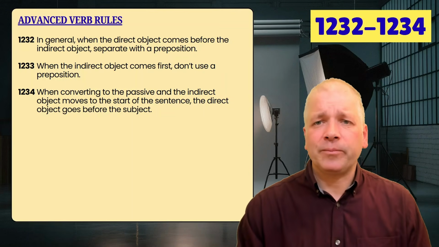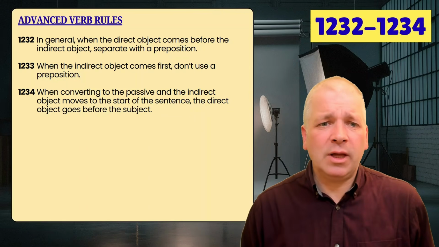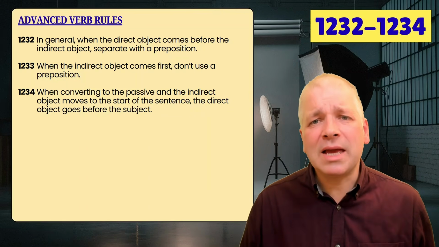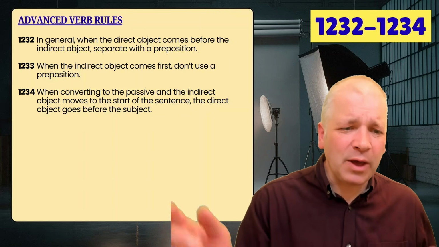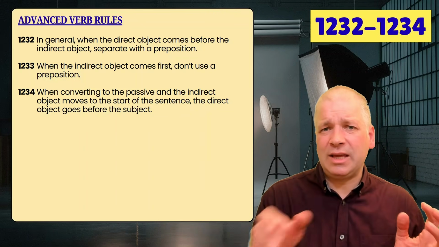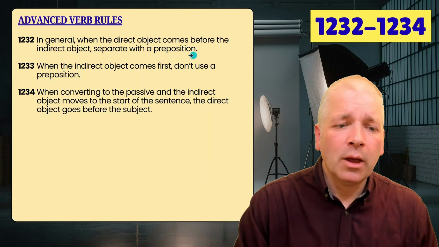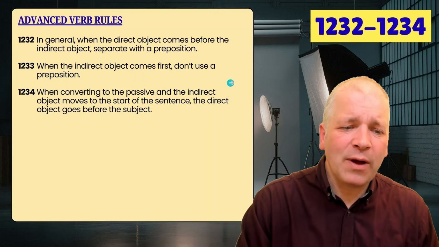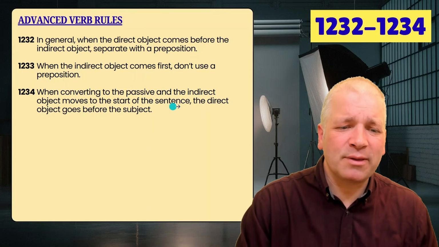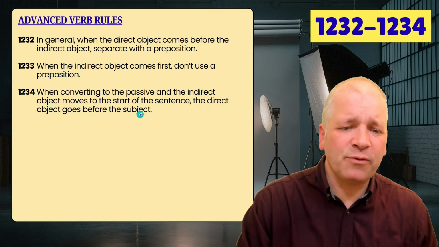So he gave a car to me. So to comes before me. But the other way round, we don't use the preposition. He gave me a car. When converting to the passive and the indirect object moves to the start of the sentence, the direct object goes before the subject.